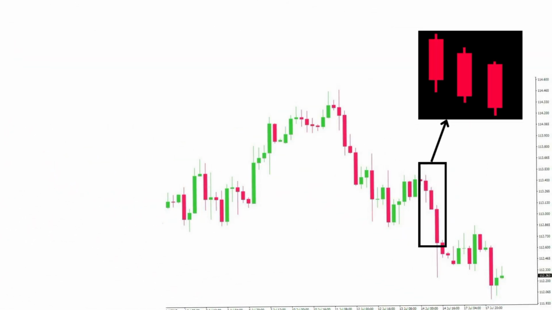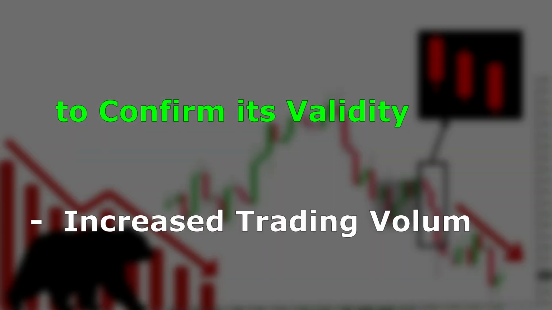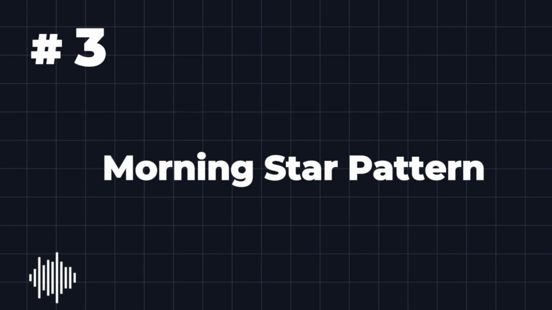The 3 black crows pattern usually appears at the end of an uptrend or a consolidation phase, signaling that sellers have seized control. This bearish continuation pattern indicates sustained downward momentum. To confirm its validity, look for increased trading volume during the formation of the candles, as this strengthens the likelihood of a continued downtrend.